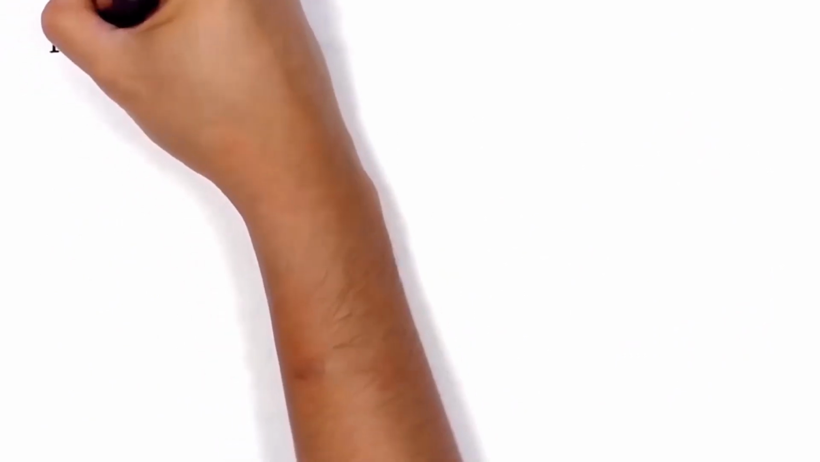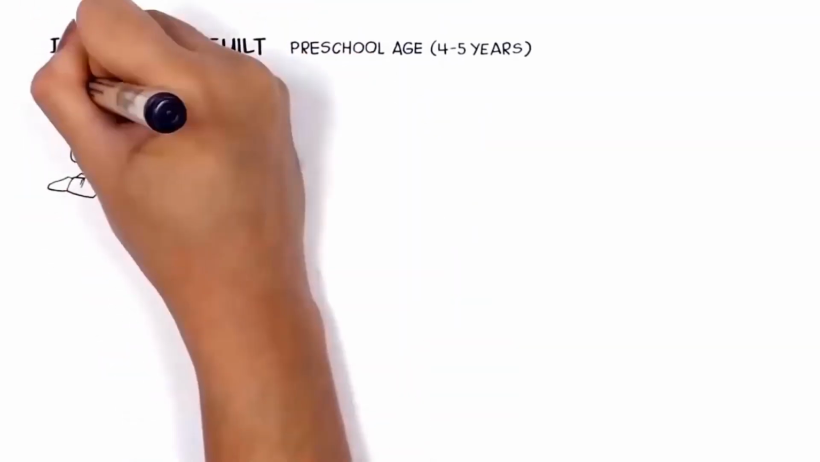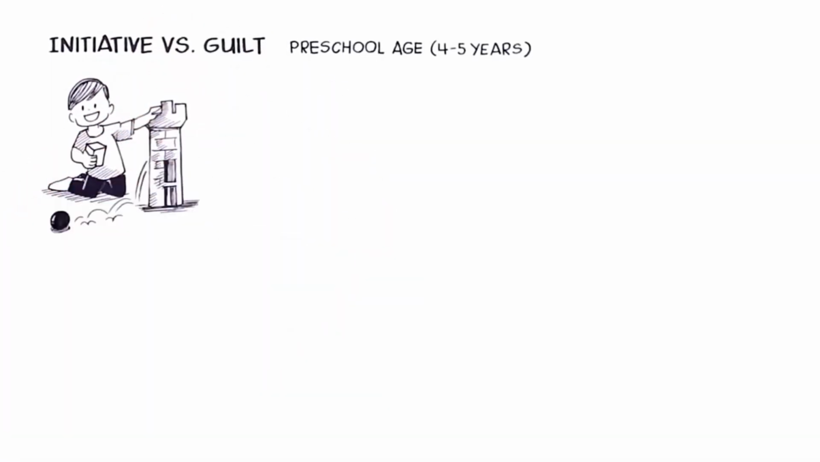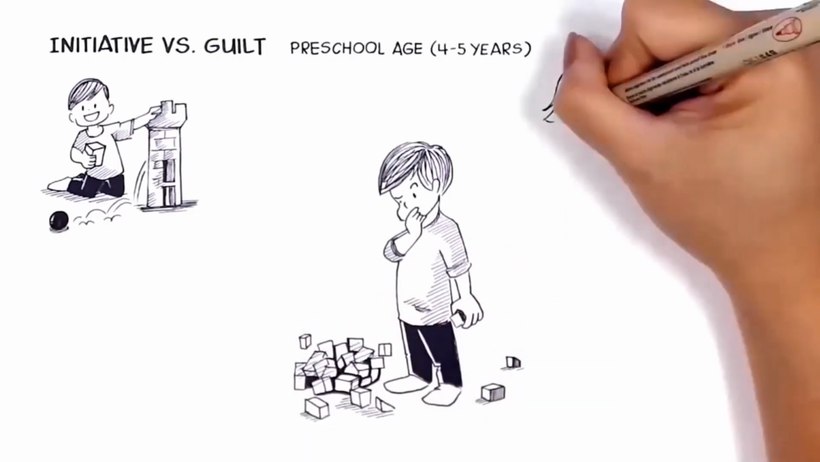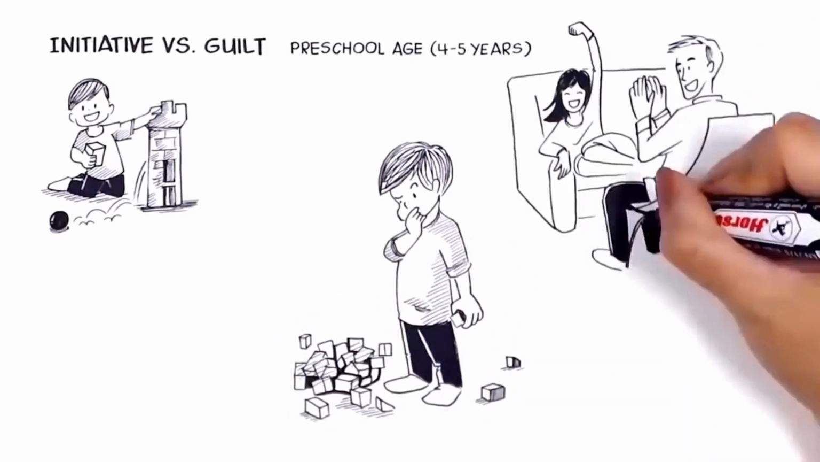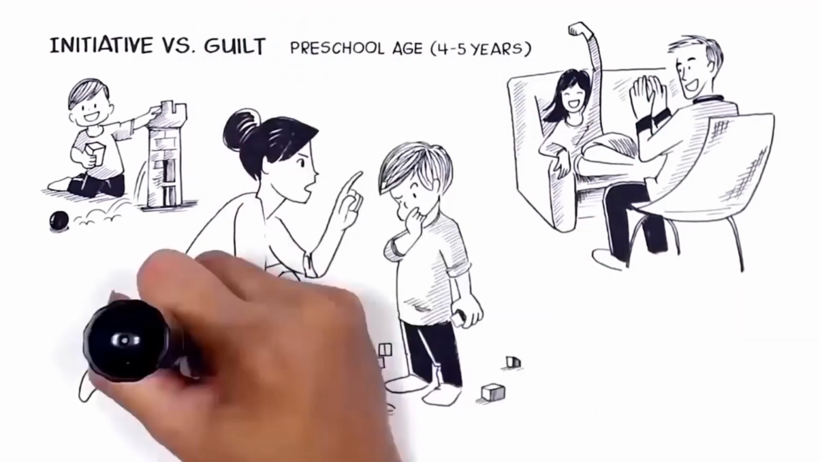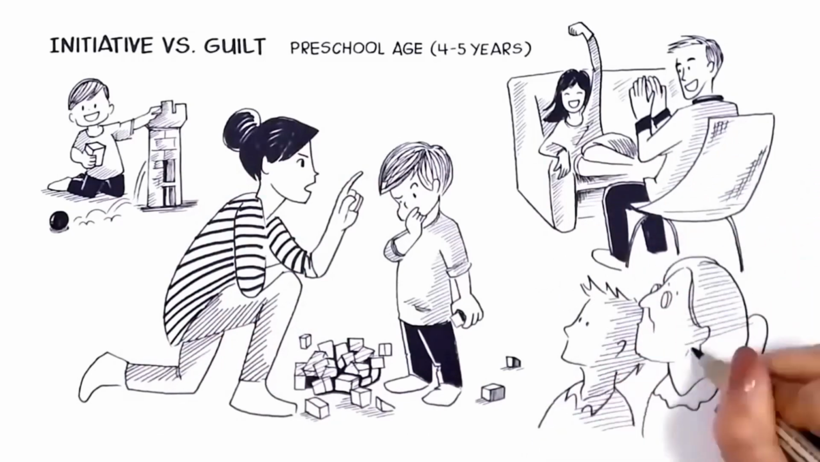Stage 3. Initiative versus guilt. In preschool, we take initiative, try out new things, and learn basic principles like how round things roll. We ask, is it okay for me to do what I do? If we are encouraged, we can follow our interests. If we are held back or told that what we do is silly, we can develop guilt. We are now learning from the entire family.